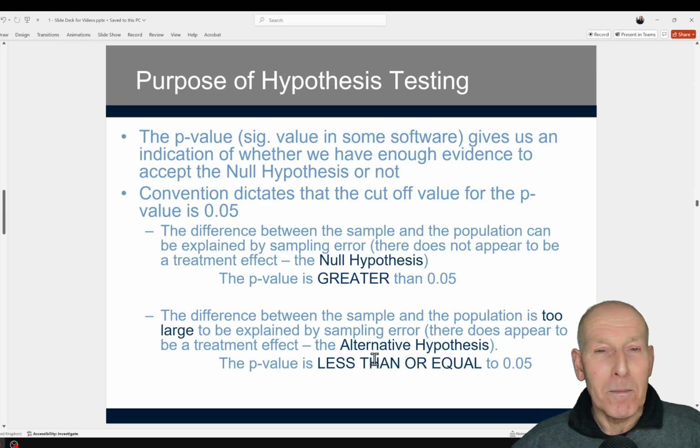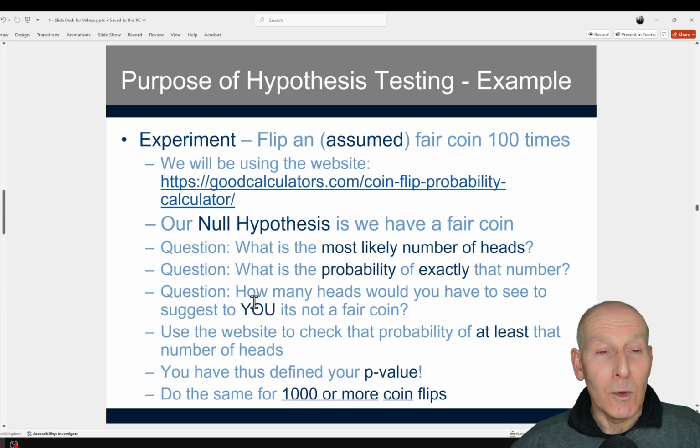So that was a bit obtuse, so I think I will look at an actual experiment which I'm hoping will clear things up a lot more. So what we're going to do is a very simple experiment. This is where I've taken a few liberties, in that we're going to use something that you should all be familiar with, and that's a coin.